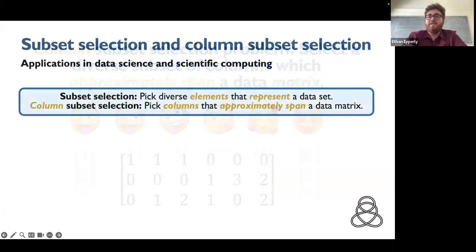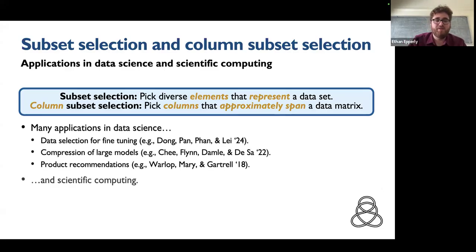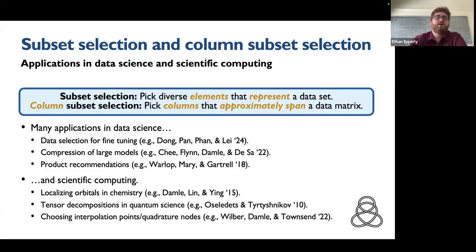All right. As I mentioned, this talk is going to be more conceptual. It's going to be about big ideas and algorithms and how different ideas are connected to each other. But rest assured, this is a useful task in machine learning and scientific computation. I just picked a small subset of representative applications. For instance, you could do data selection for fine tuning. You have a big data set, you want to pick a small number of data elements to fine tune your model. You can apply this to weight matrices in a model to compress a model.